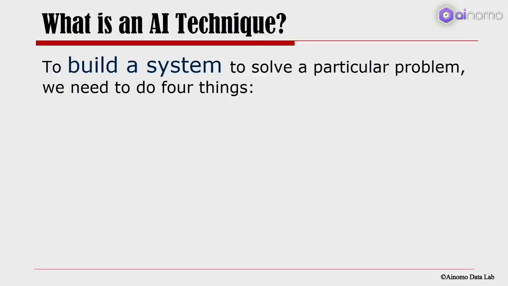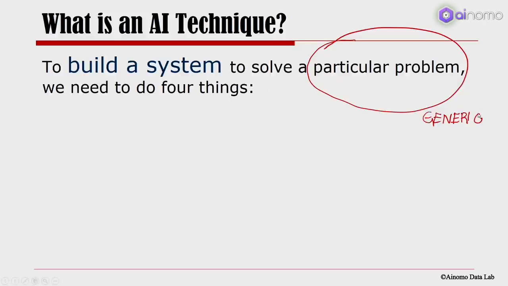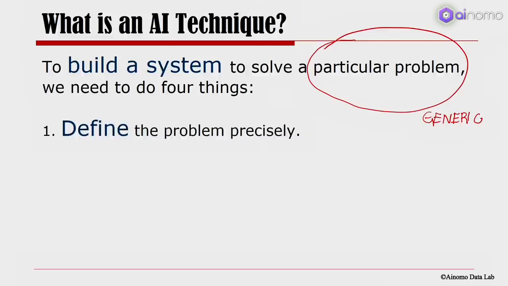What is an AI technique? In order to answer this question, we need to understand that the aim here is to build a system, definitely for a particular problem, but the solution that we expect is as generic as possible. So we are looking for a generic solution to a particular problem. And when we want this, we need to do four things. A, we need to define the problem precisely.